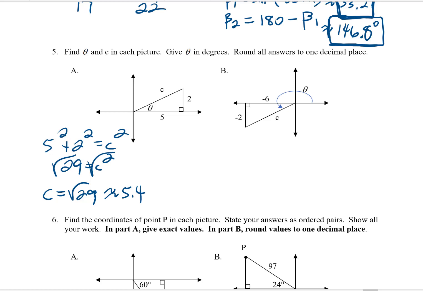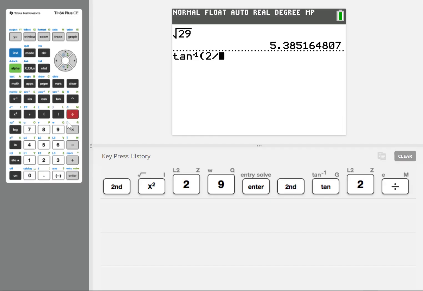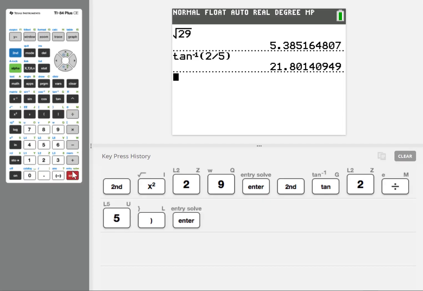For theta, I'll have to use some trig. I always like to use the values they gave me if possible. So it looks like a tangent ratio would make sense. Tangent theta here would be 2 over 5. That's a right triangle. So theta would just be the inverse tangent of 2/5. Inverse tangent 2/5. And that comes out to be about 21.8 degrees.